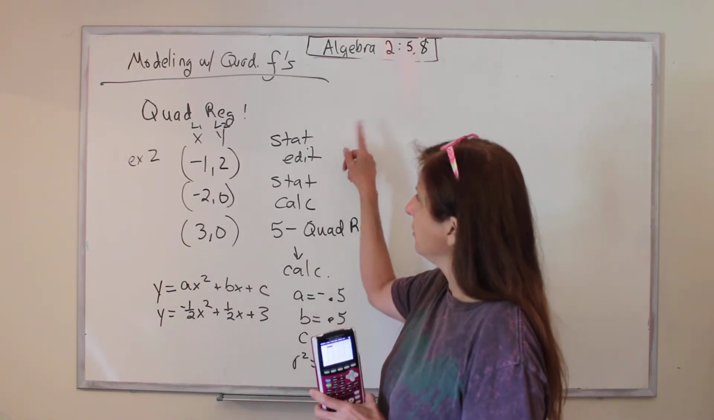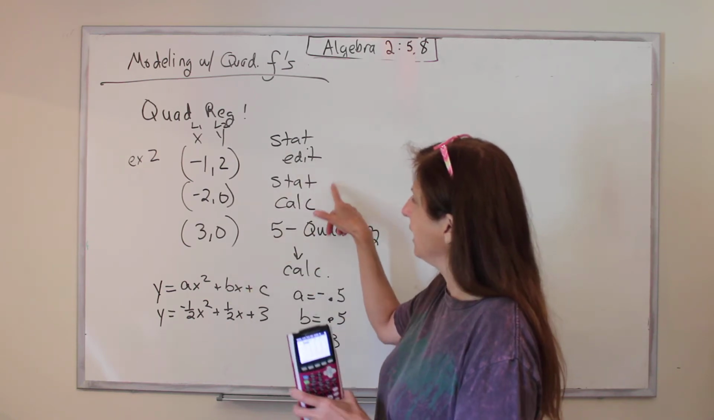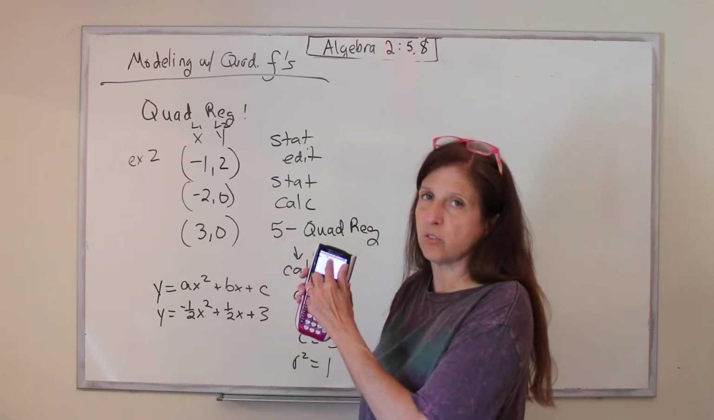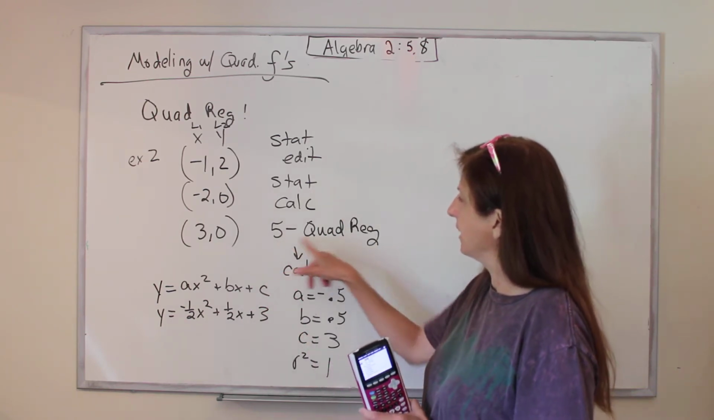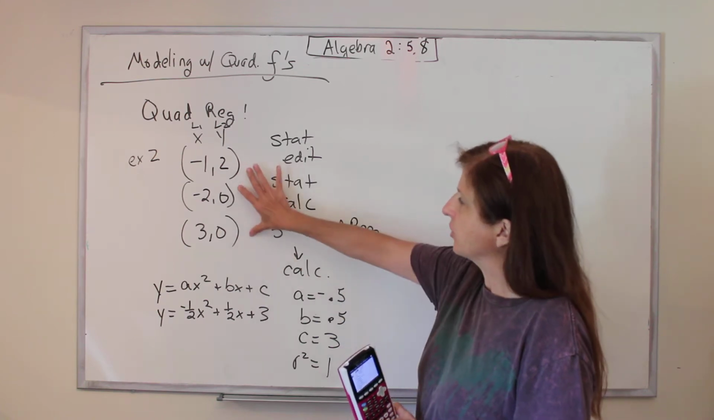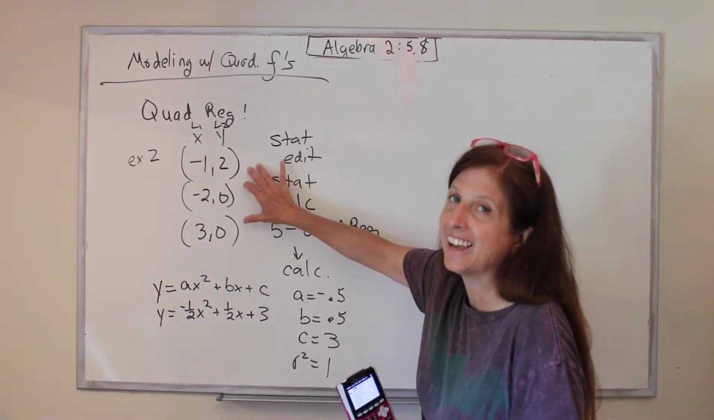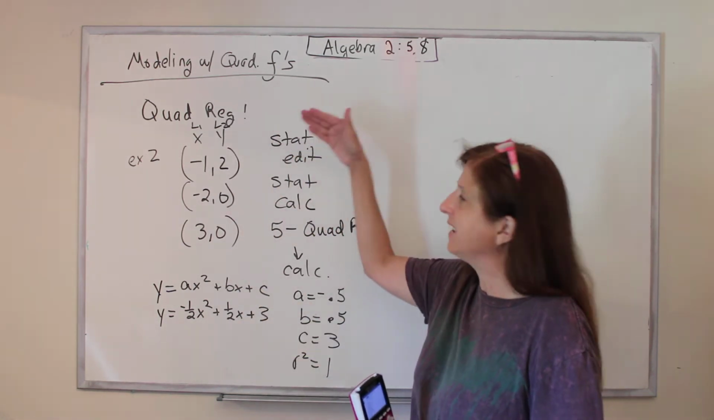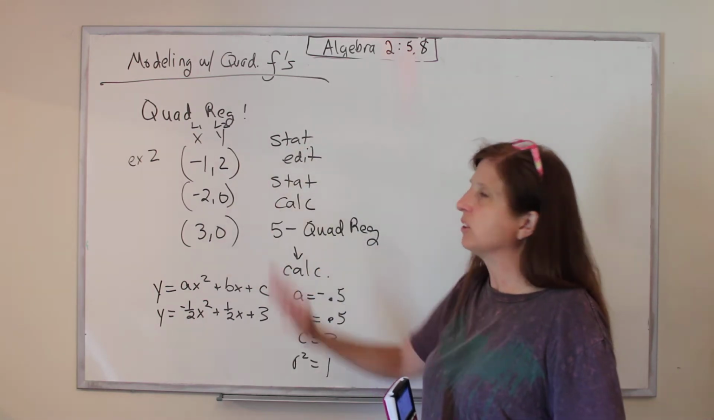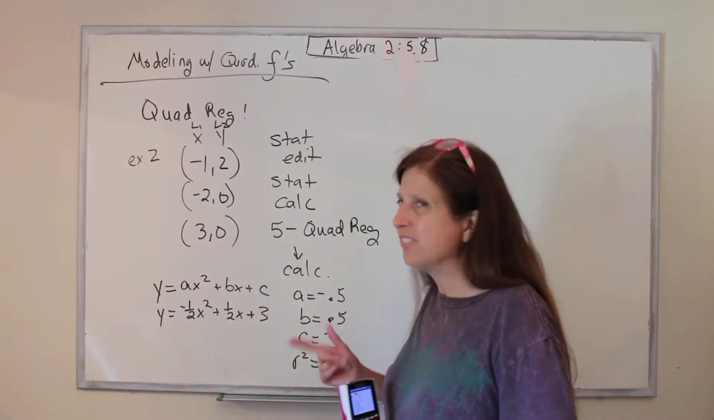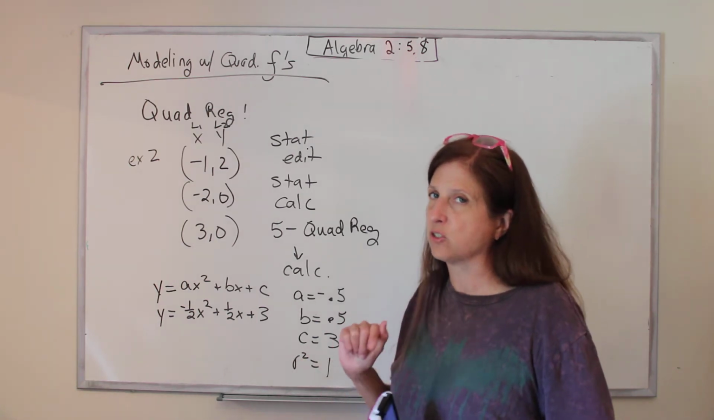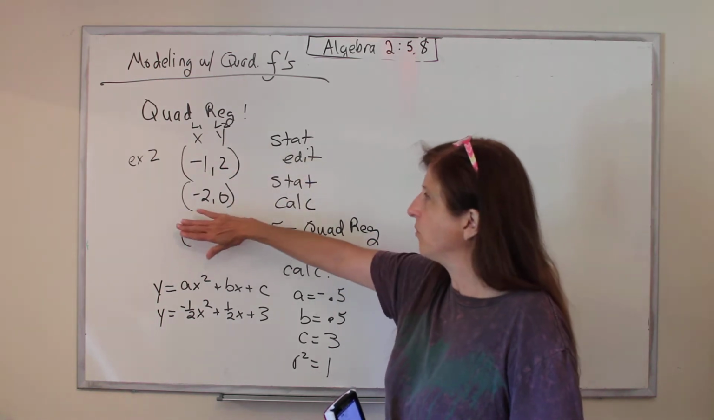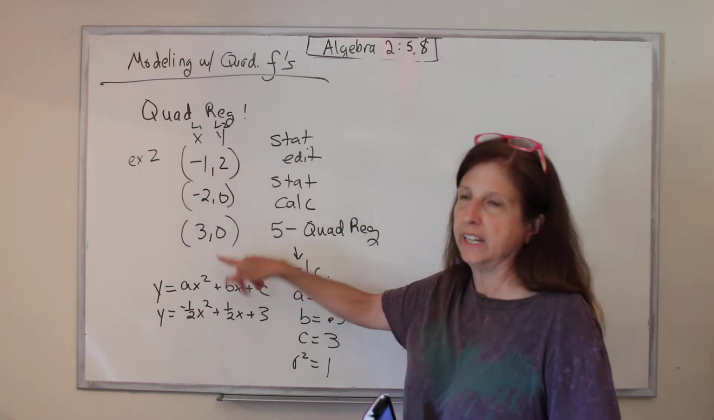So you do Stat, Edit, put it all in, and now you go back and hit Stat again, and you arrow over to Calc for Calculate, and you go down to the 5th thing, which is Quadratic Regression. It means it's going to take the data and regress into the formula. Instead of going from the formula to the data, you're going from the data to the formula. You already learned how to do a linear regression. I think you've done it in this class, but I also taught it to you in Algebra 1. With a linear regression, you only need 2 points. But for a quadratic regression, you're going to need 3.